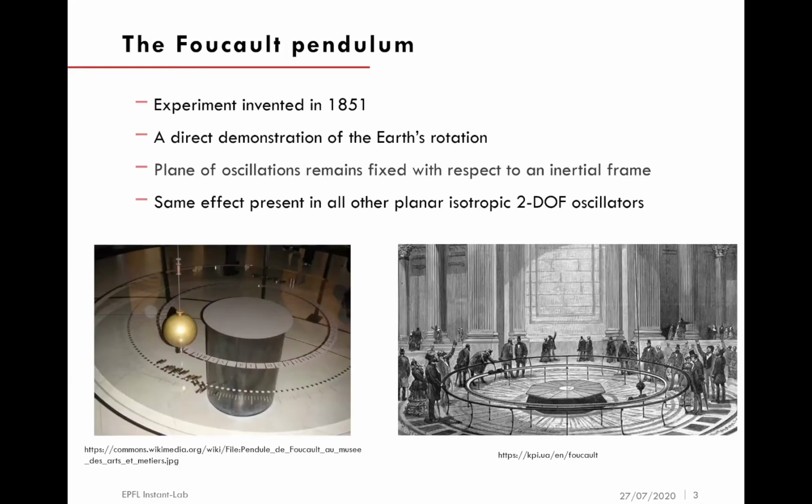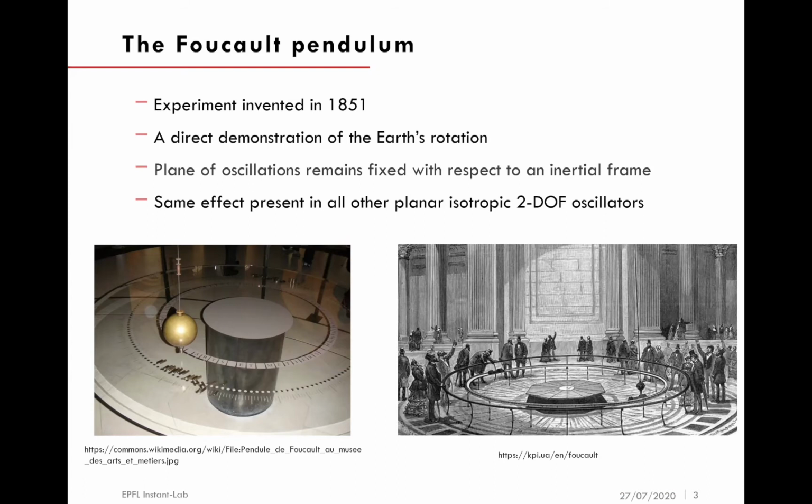The Foucault pendulum is a famous physics experiment first led in 1851 by the famous French physicist Léon Foucault, which is a direct demonstration of the Earth's rotation. It consists of a spherical pendulum in which the mass is pulled to the side and then released with no initial velocity. The mass then oscillates back and forth in a straight line.